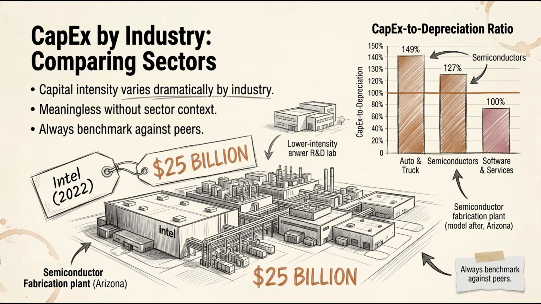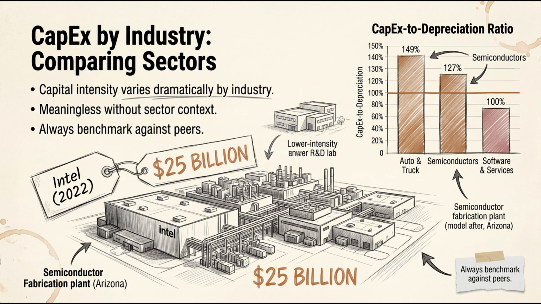Capital intensity varies dramatically by industry, so you must always benchmark against sector peers. According to data from the Stern School of Business, the auto and truck industry spends 149% of its depreciation expense on CapEx, meaning it is constantly reinvesting more than it is depreciating. The semiconductor industry spends 127% of its depreciation.